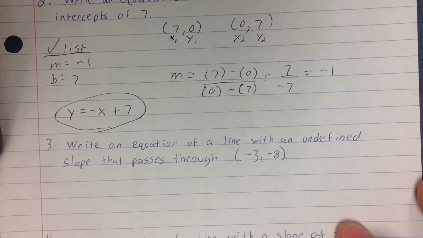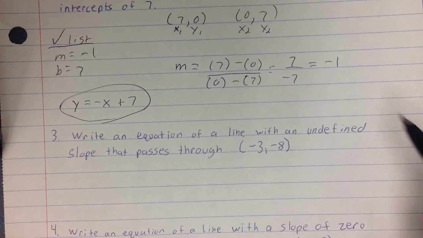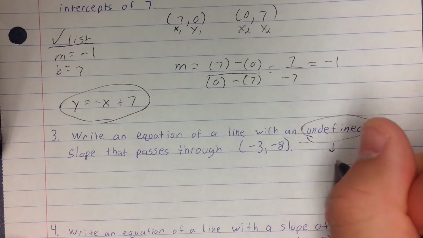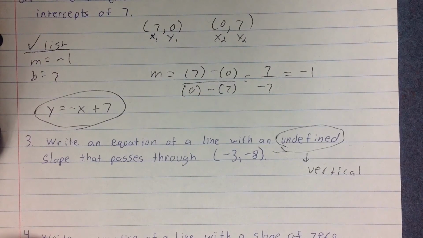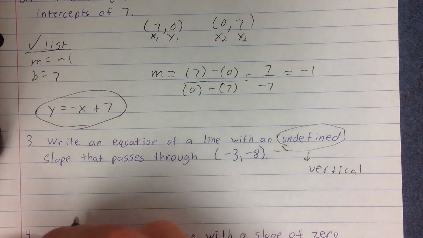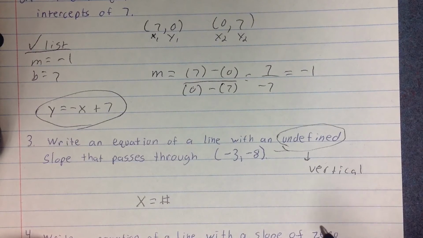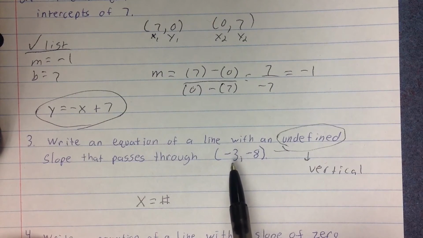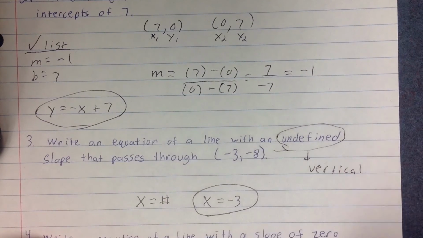Three says write an equation of a line with an undefined slope that passes through (-3, -8). Now the key word in this problem is undefined slope. If it's an undefined slope, that tells me it's a vertical line. And if you remember, our vertical lines have an equation x equals some number. So if I want it to be a vertical line and go through this point, it's going to have to go through that x value of -3. So the equation will just be x equals -3.